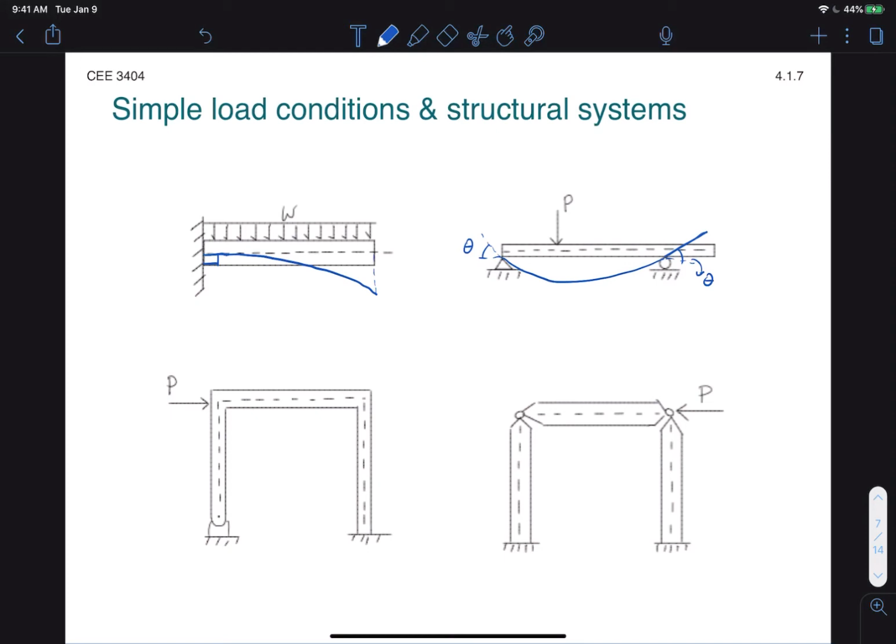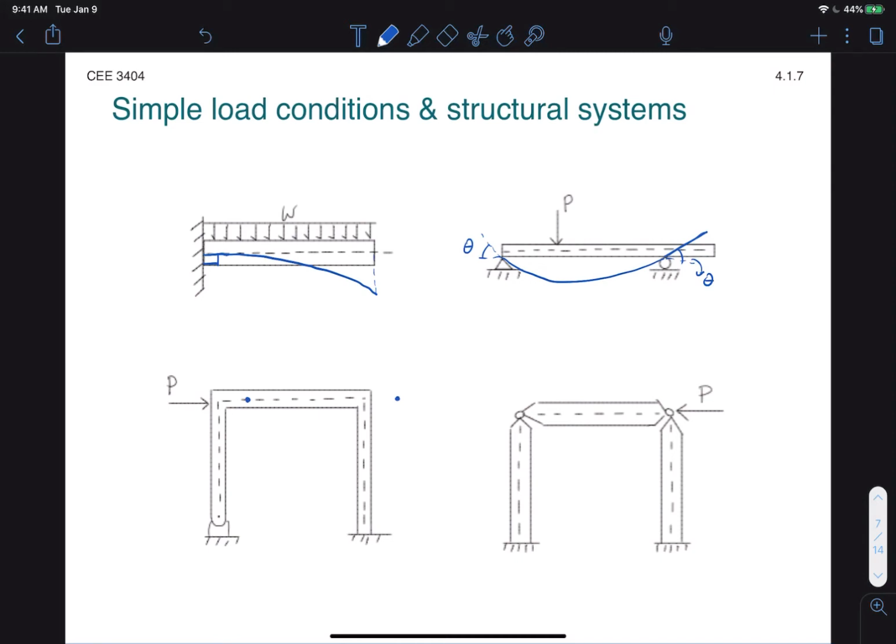Now let's look at a few simple frame examples. On the bottom left, we have a pinned and fixed frame. This is in fact an indeterminate system. We won't see too many of these quite yet, but we can still use intuition to draw the deflected shape. So I'm going to start at the top. I know the load is coming from left to right, so I expect the top of the frame to move to the right. So these joints are going to move to the right, and then simply I need to connect the supports to these joints.